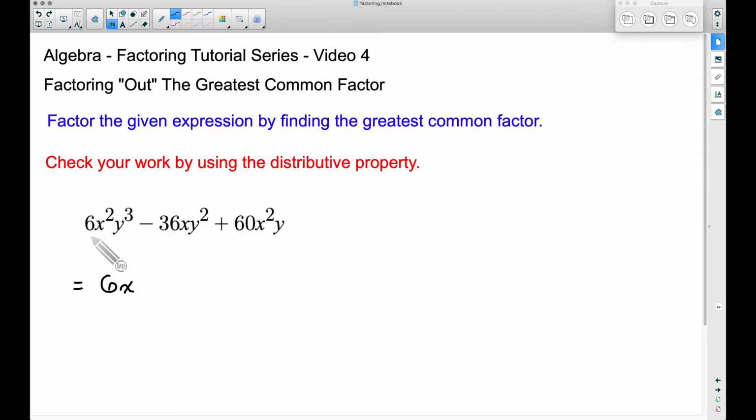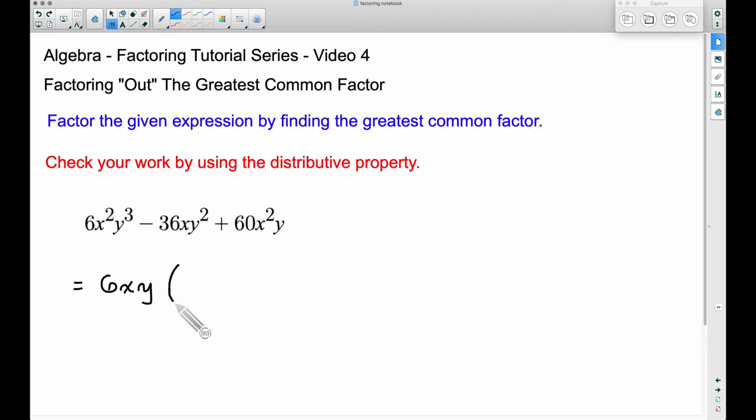And then let's look at all 3 of these terms one more time. Notice they all have y's in it. We have 3 of them. We have 2 of them. We have 1 of them. The most that they have in common is again going to be a single y. We can't pull out 2 y's or 3 y's from this term because all we have is 1. Therefore, that last variable here is going to be a y. 6xy is going to be our greatest common factor of this expression.